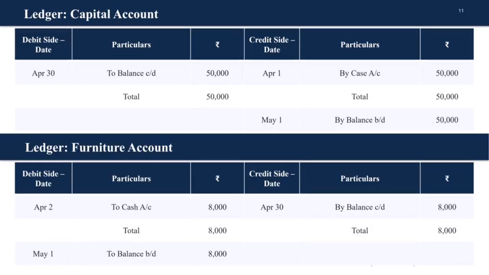So this slide shows the capital account and furniture account. The capital account records the owner's investment in the business. The furniture account records the furniture purchased for the business. Both accounts are balanced at the end of the month.